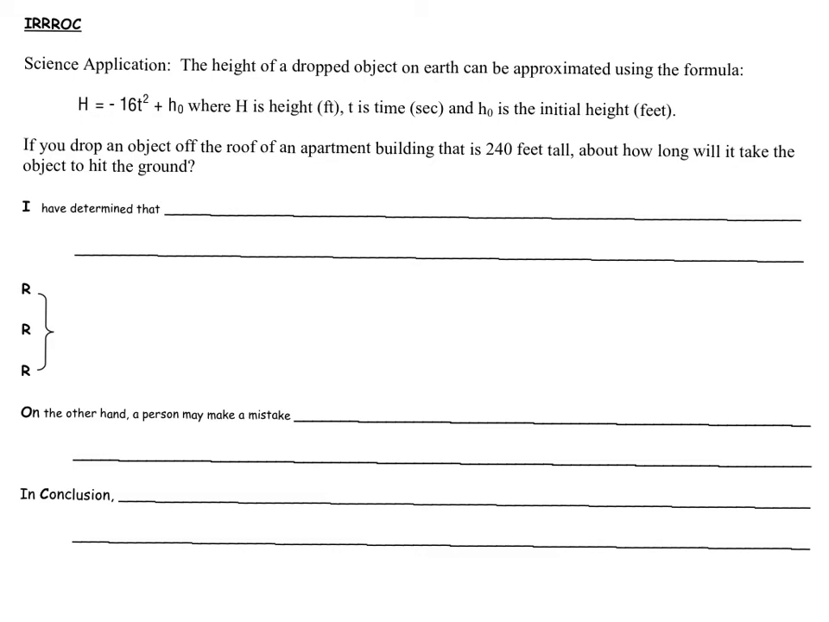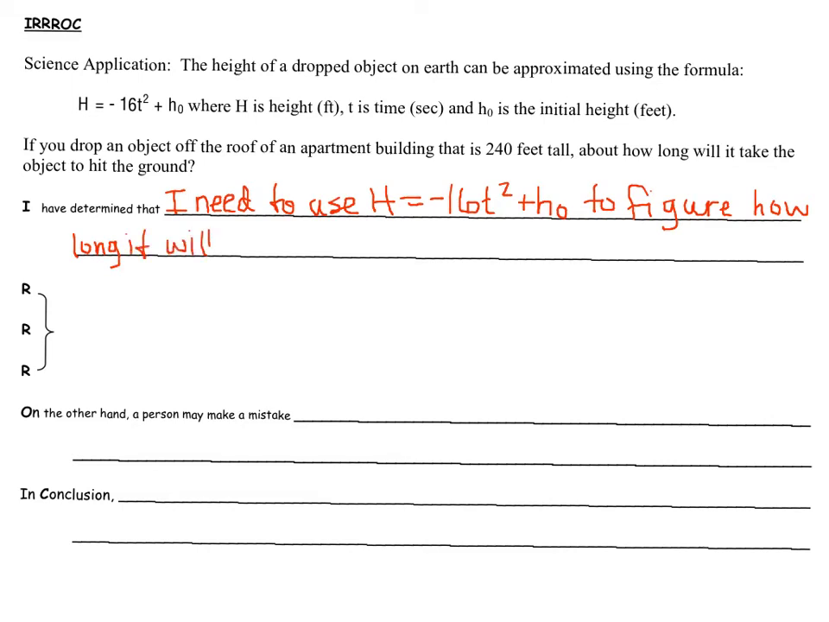Okay, so I determined that I need to use h equals negative 16t squared plus h sub 0 to figure out how long it will take an object dropped from a height of 240 feet to hit the ground.